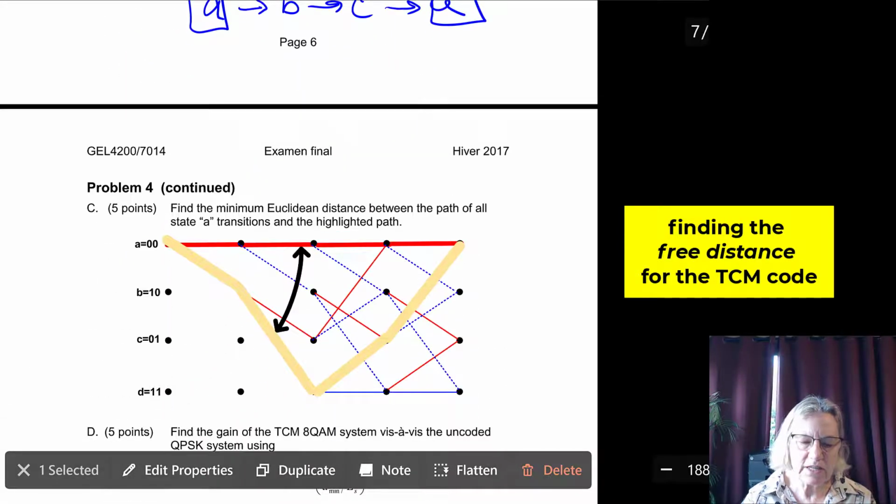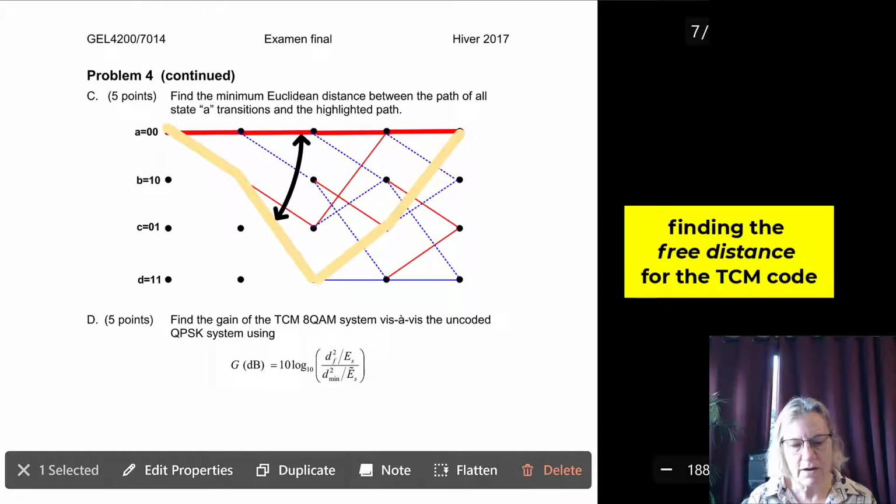If I go down to the second part of the problem here, of course the transitions now are A to B, that's the first one here, and then we're going from B to D.